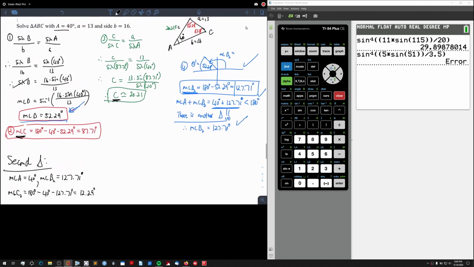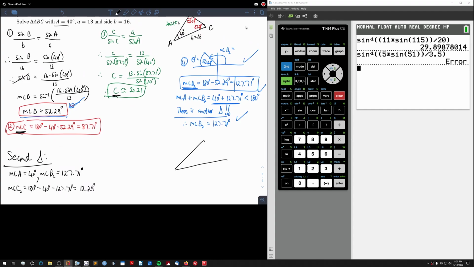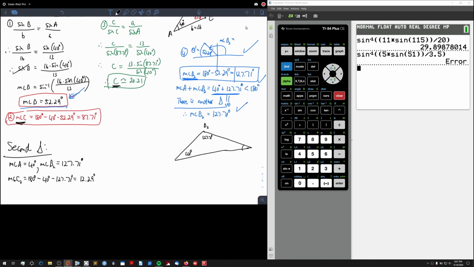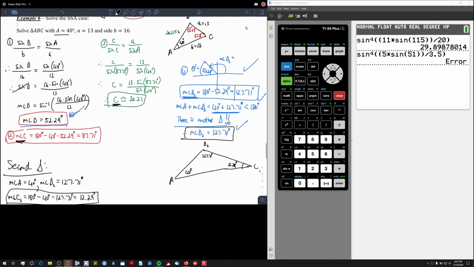So let's think about this. I have angle A is still 40 degrees. But now angle B2 would have to be huge, 127.71, and that necessarily means that this angle must be small, which is 12.29. So this all makes quite a bit of sense. This is my angle C2. A is just A because I was given that. I can't call that A2. So angle C2 is 12.29, and angle B2 is 127.71, and I have to keep the stuff I was given.